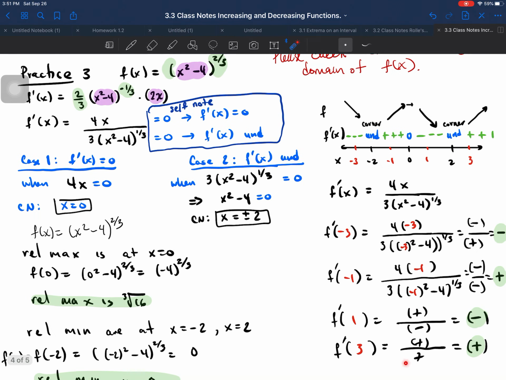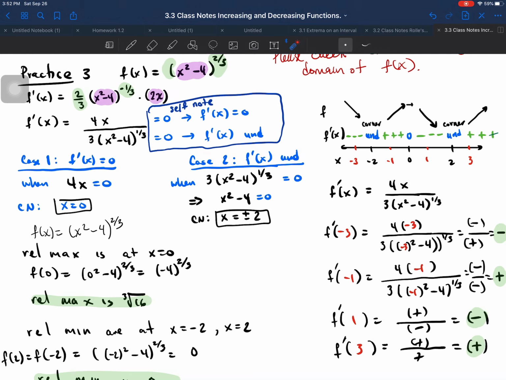And then do the same thing for the rest of them, right? You can do that in your head. So you can plug in 1 and you can plug in 3, and you're going to get negative and positive. And so I'm going to write between here, I'm just going to get negatives. Between -2 and 0, I'm going to get negative, positive. Between 0 and 2, I'm going to get negative and negative. And on the right side of 2, I'm going to get positive and positive.